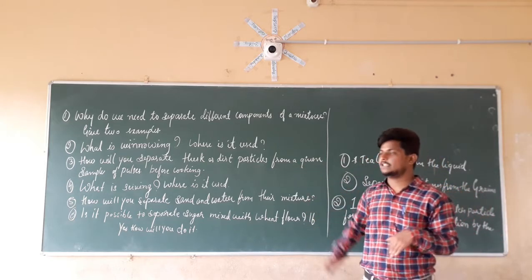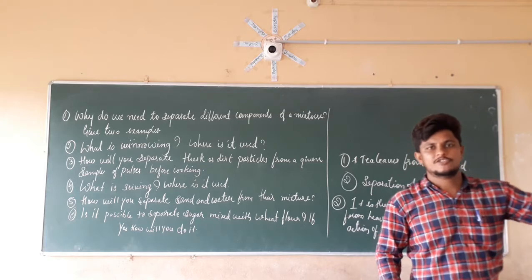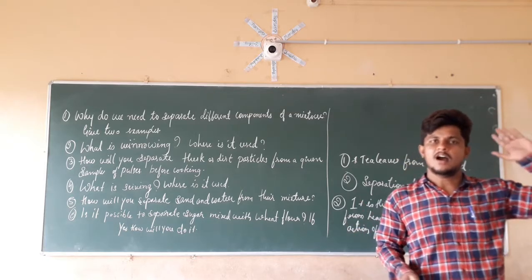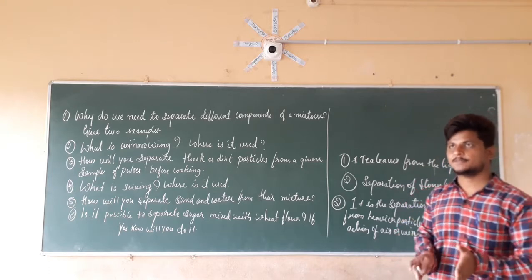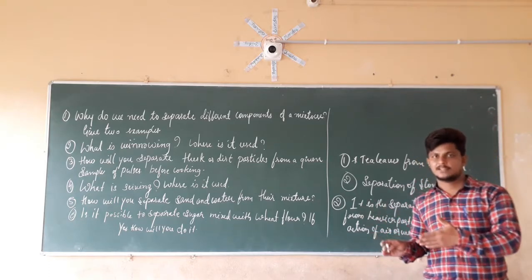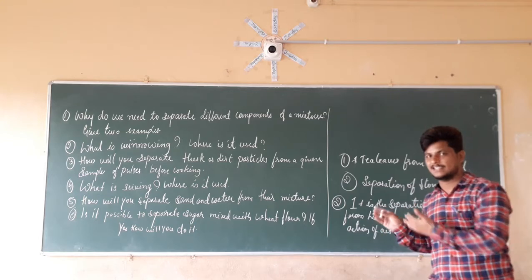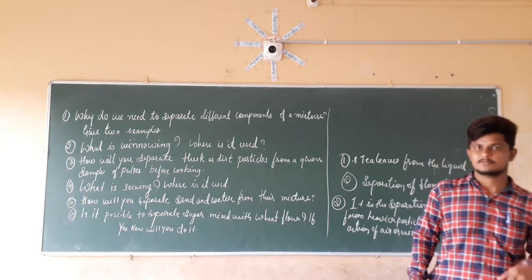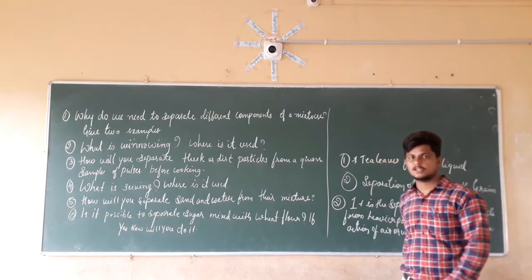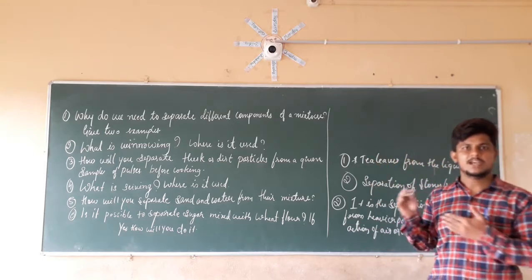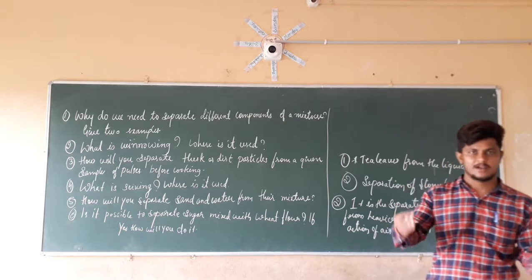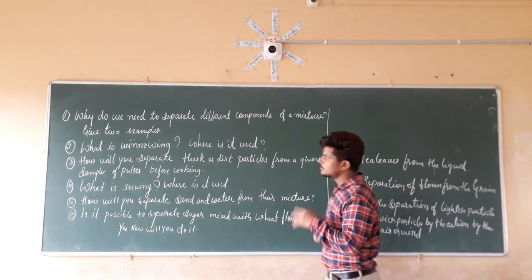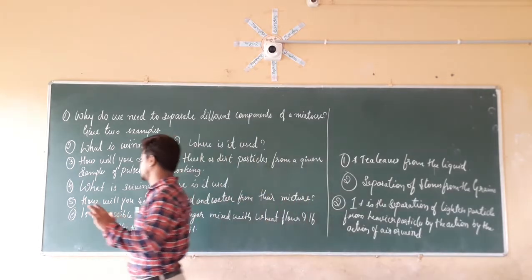So where is it used? It is used in the process of separating husk particles from the wheat after the harvesting. This method is winnowing, and it is largely used by farmers for separating grains from the husk particles, or wheat from the husk particles, or maize from the husk particles. So this is the answer for the second question.